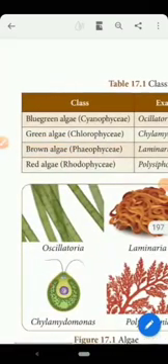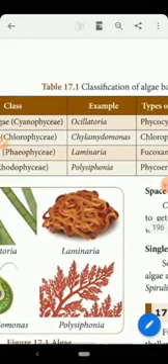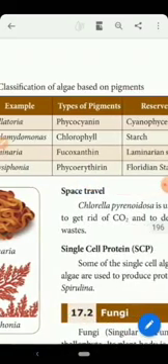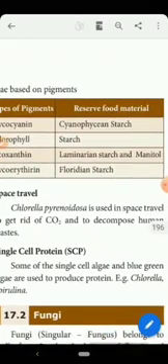Now I read, you carefully listen and see. Blue-green algae, green algae, brown algae and red algae. Cyanophyceae, Chlorophyceae, Phaeophyceae, Rhodophyceae. Examples: Oscillatoria, Chlamydomonas, Laminaria, Polysiphonia. And types of pigment: phycocyanin, chlorophyll, fucoxanthin, phycoerythrin. Reserve food material: cyanophycean starch, laminarin starch, floridean starch.